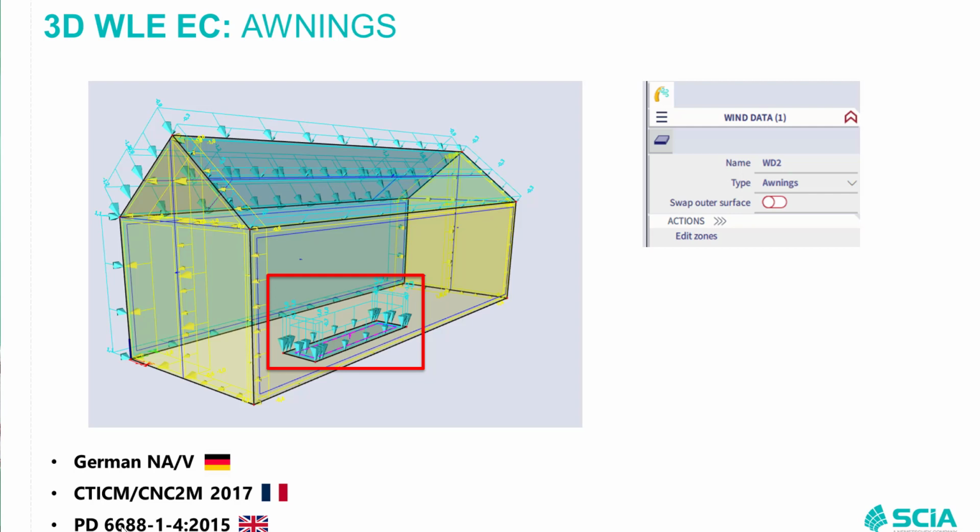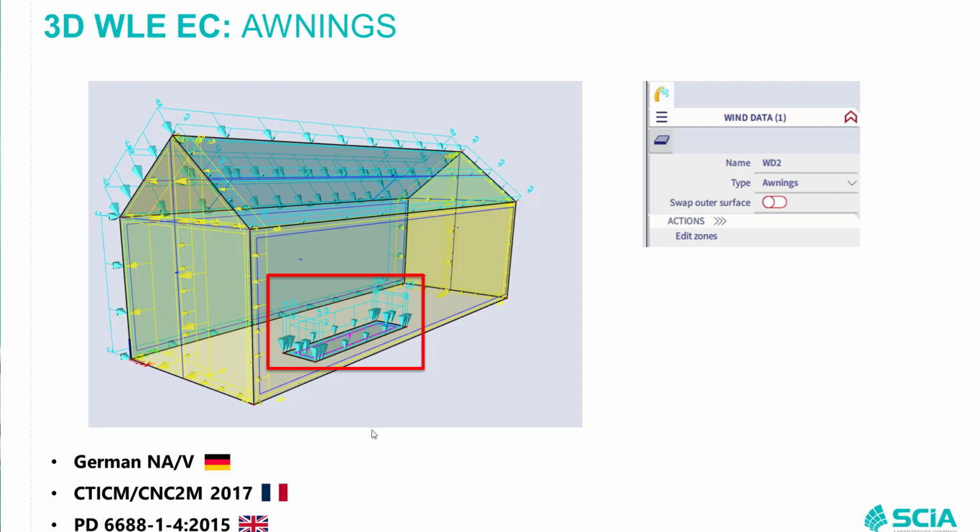Then what happens in SCIA Engineer? If you are using Eurocode with the national annex of one of these three countries, Germany, France, or United Kingdom, you will have, of course, the respective normative way to apply wind load on awnings. If you are in Germany, you can use this. If you are in France, you can use this one. If you are in the UK, you can use this one.